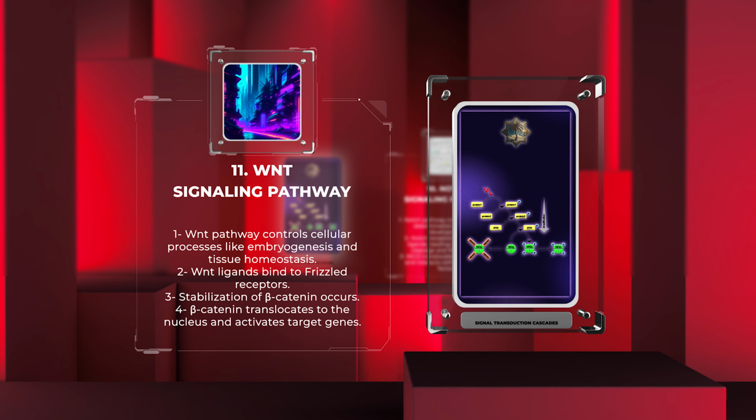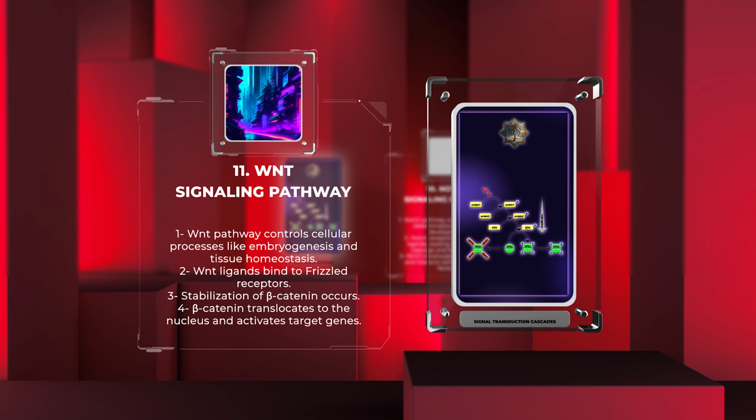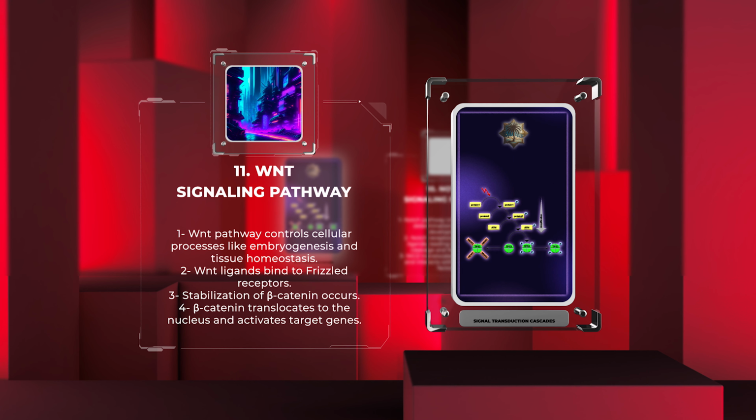The WNT pathway controls diverse cellular processes, including embryogenesis, tissue homeostasis, and stem cell maintenance. WNT ligands bind to frizzled receptors and co-receptors, leading to the stabilization of beta-catenin. Stabilized beta-catenin translocates to the nucleus, where it interacts with transcription factors to activate WNT target genes.